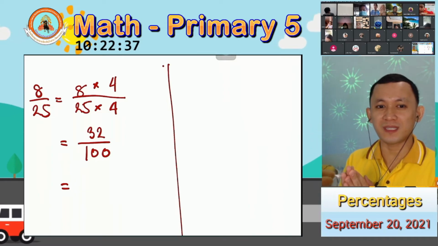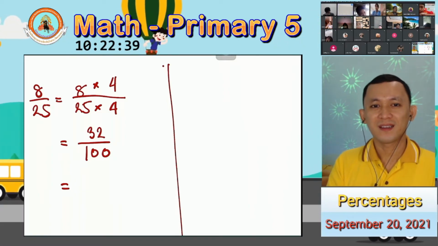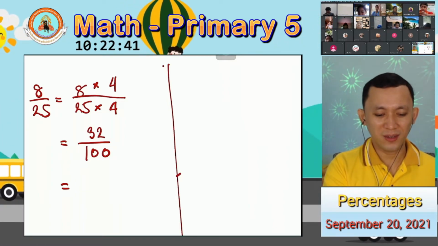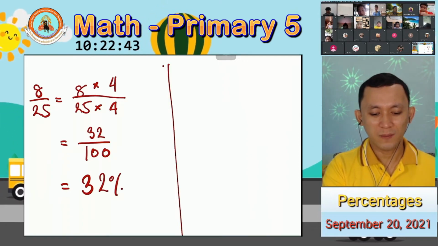So 32 over 100 already. What's this in percentage? 32%.